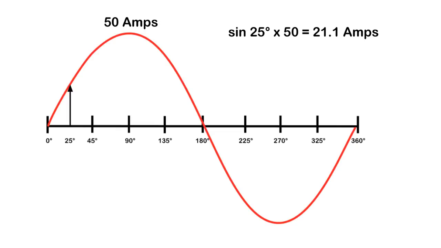Plugging what we know into the formula, we just take the sine of 25 degrees times the 50 amps, and I end up with 21.1 amps, which tells me that my current at 25 degrees into the cycle is going to be 21.1 amps.